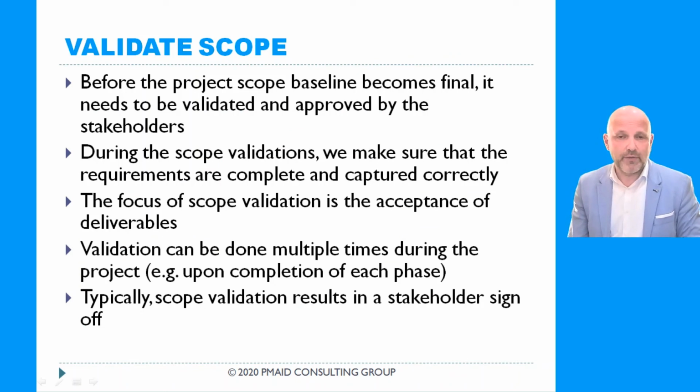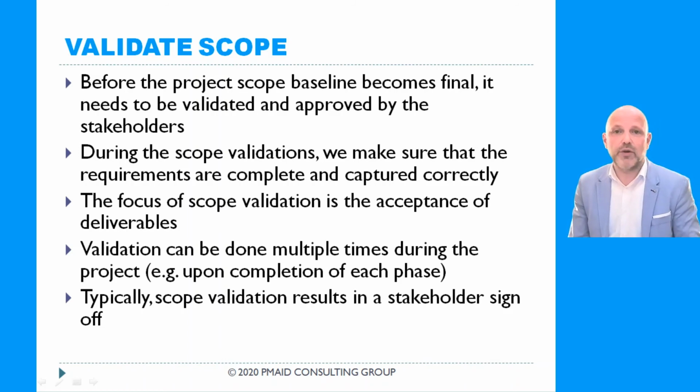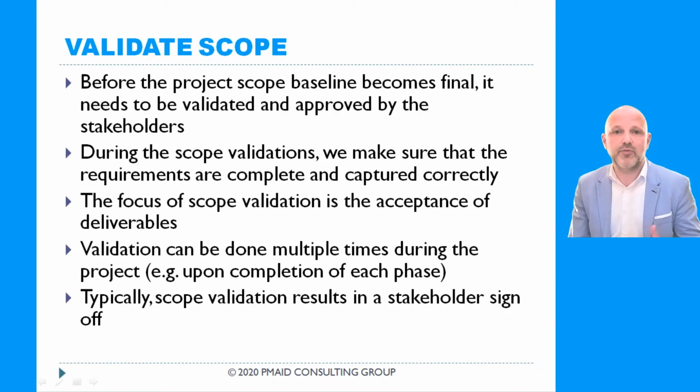Validate scope. Validate scope is one of the monitoring and controlling scope management processes. So before scope baseline becomes final, it is very important to make sure that it is approved by the stakeholders. It is also very important that upon the completion of each phase, stakeholders validate that what was produced is according to their expectations. So during the scope validation, we make sure that the requirements are complete and captured correctly.